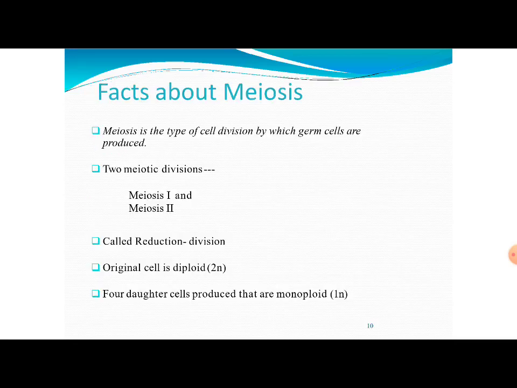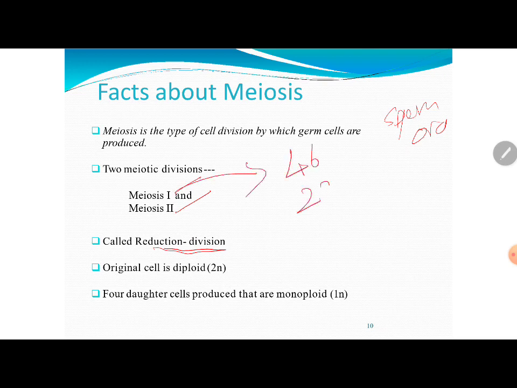What are the facts about meiosis? Meiosis is a type of cell division by which germ cells are produced. That's what I told you, right? Sperms and the ova. Two meiotic divisions take place, meiosis 1 and meiosis 2. And this is called a reduction division because in meiosis 1 the number goes from 46 to 23.